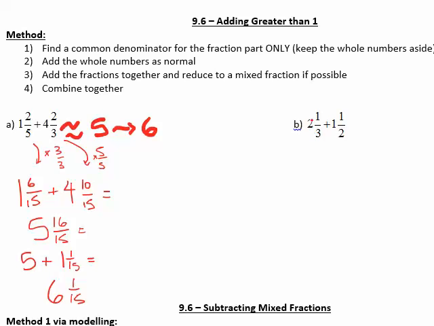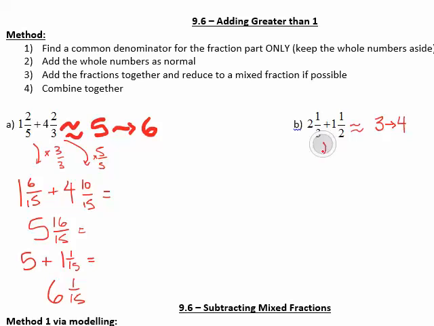Again, we can estimate. So my 2 whole cups plus my 1 whole cup will make 3 cups. And my fraction part might make an extra cup. So it might be between 3 and 4 should be my answer, or maybe a little bit more than 4 if it goes over. So what we'll do is look at the fraction part separately. So I have 1/3 and 1/2, and I find the common denominator for that part only, and I leave the whole numbers as normal.